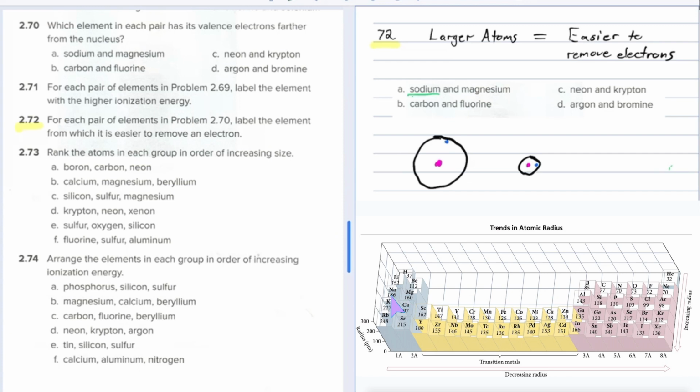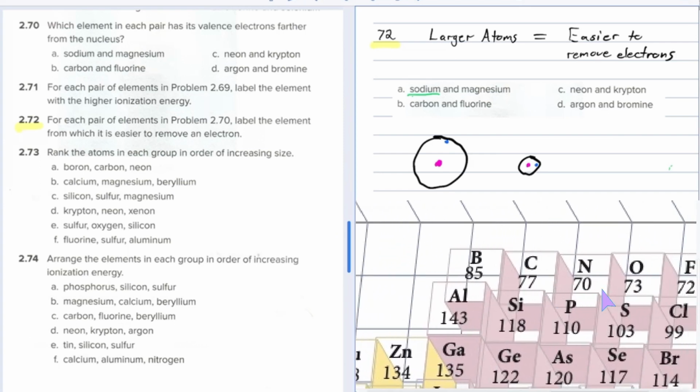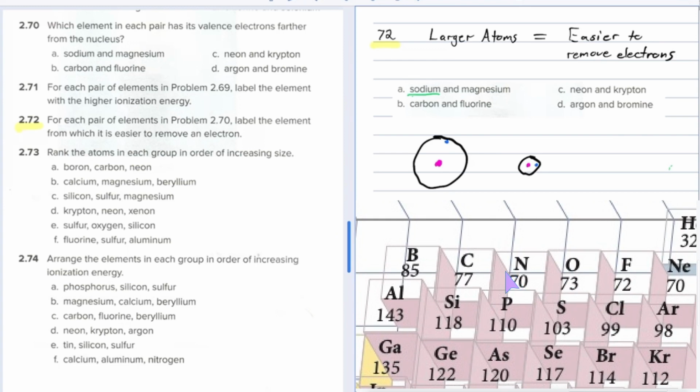Now B is carbon and fluorine. Carbon is right here, fluorine's right there. You can see the atomic radius of carbon is 77 picometers. Fluorine is 72 picometers. So fluorine is smaller, carbon's bigger. So carbon's closer to the big corner. It's easier to remove its electron.